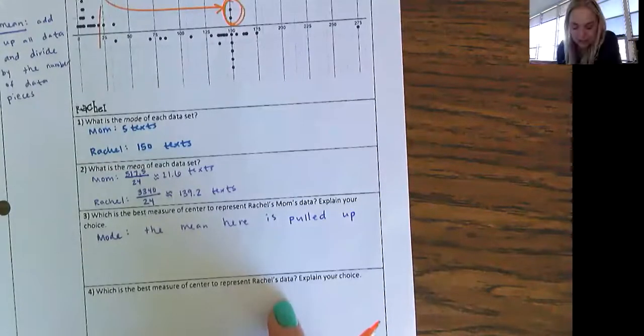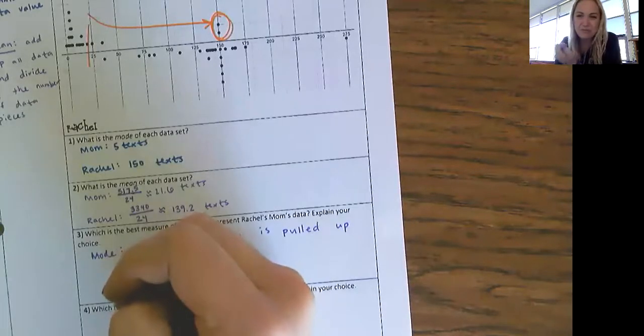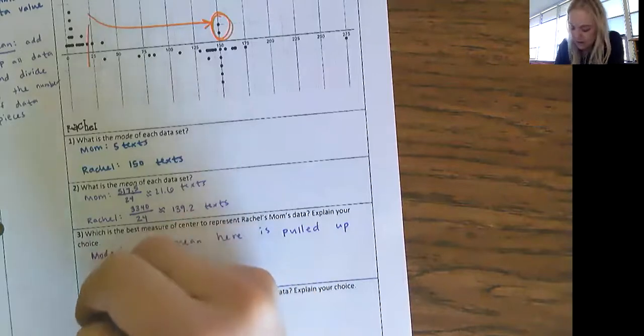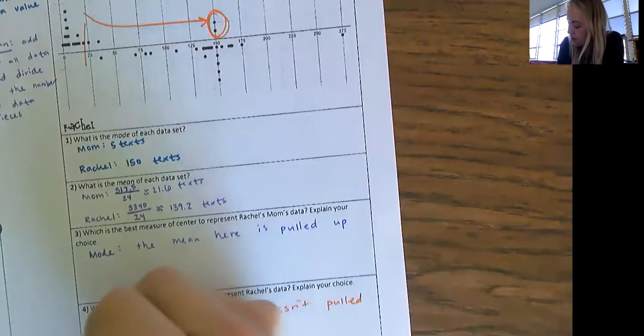Okay, so which best represents Rachel's data? If we look at Rachel's data, the mean and the mode are very similar here. So you could say either. Rachel did have an outlier, but hers kind of went in both directions. So I'm going to say either. The mean isn't pulled far up or down.